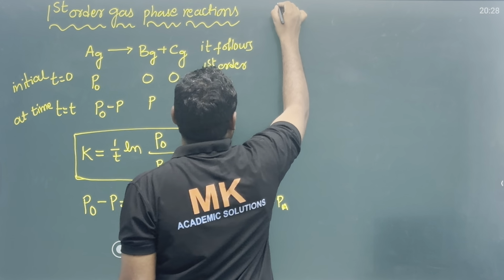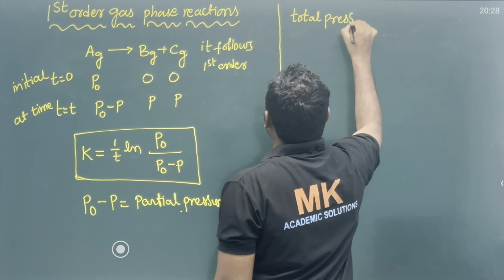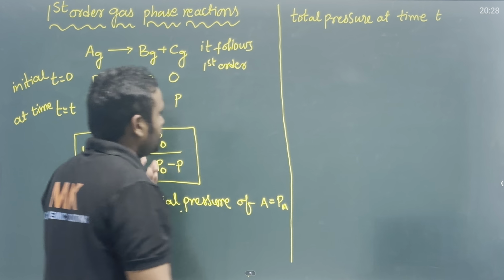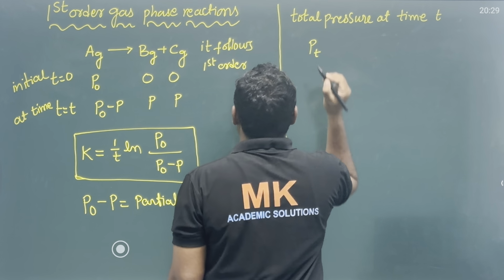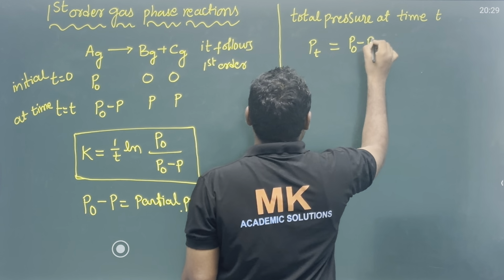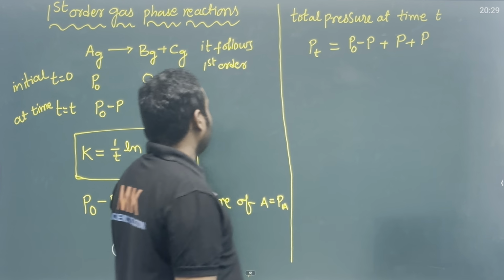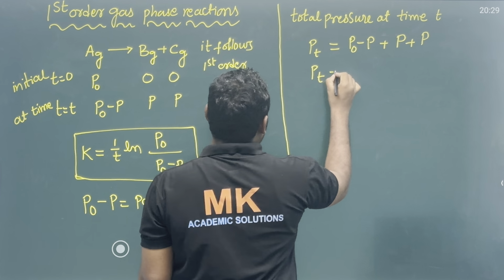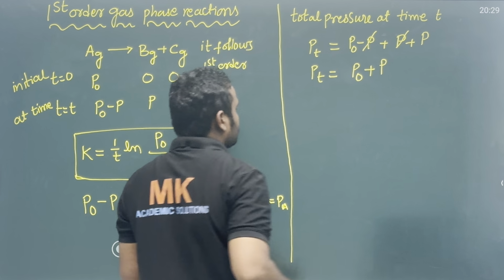What is the total pressure at time t? Total pressure means the pressure exerted by A, by B and by C. So total pressure PT is equal to the partial pressure of A, P naught minus P, plus the partial pressure of B, plus the partial pressure of C. We consider the partial pressure of B as P and of C also as P. Therefore the total pressure PT is equal to P naught minus P plus P plus P, so minus P plus P gets cancelled, and the total pressure is P naught plus P.